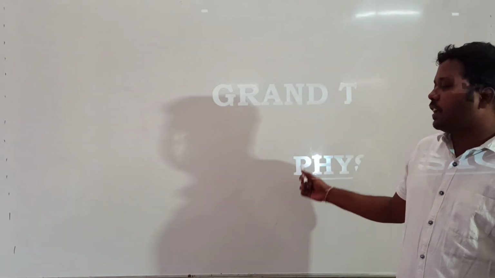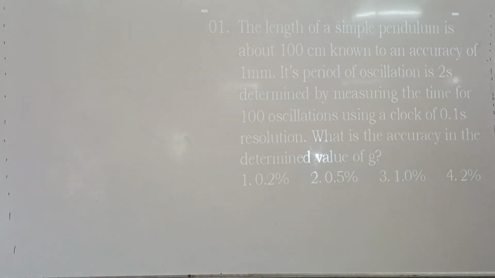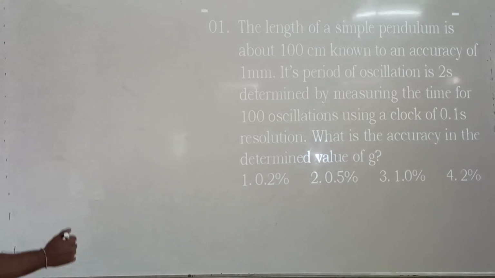So now we'll discuss the grand test paper of physics. Let me continue. First question: the length of a simple pendulum is about 100 centimeters, to know the accuracy of 1 mm. Its period of oscillation is 2 seconds, determined by measuring the time for 100 oscillations using the clock of 0.1 resolution. What is the accuracy in the determination of g value?